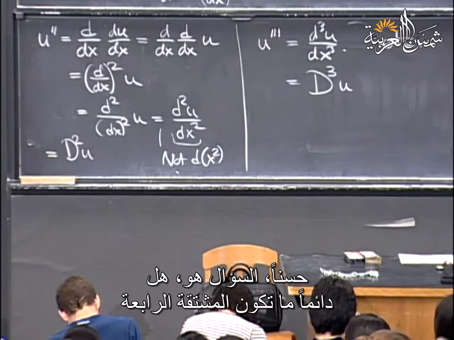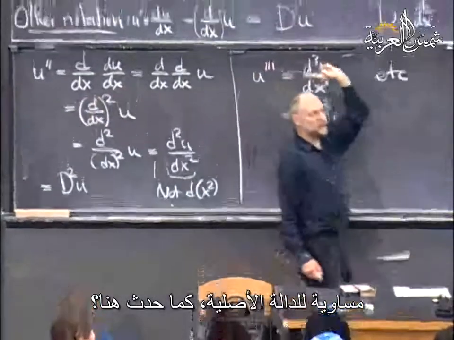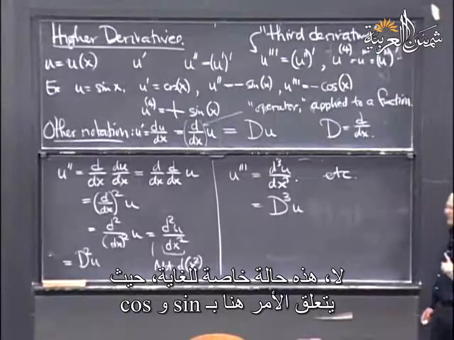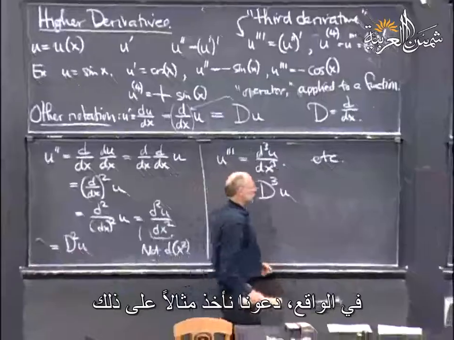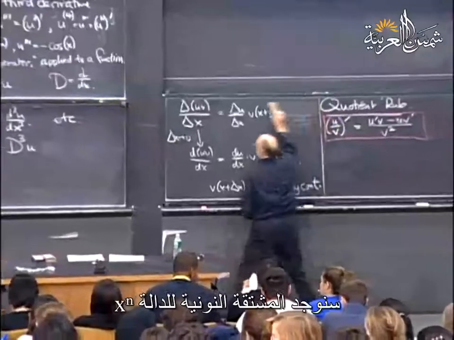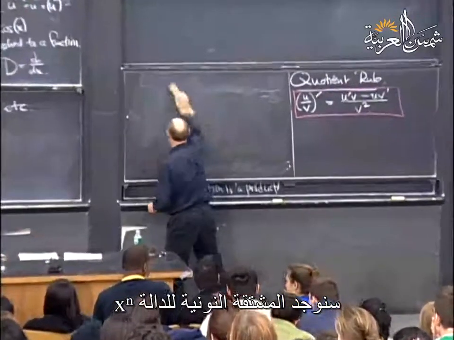So the question is whether the fourth derivative always gives you the original function back, like what happened here. No. That's very, very special to sines and cosines. And in fact, let's see an example of that. I'll do a calculation. Let's calculate the nth derivative of x to the n.